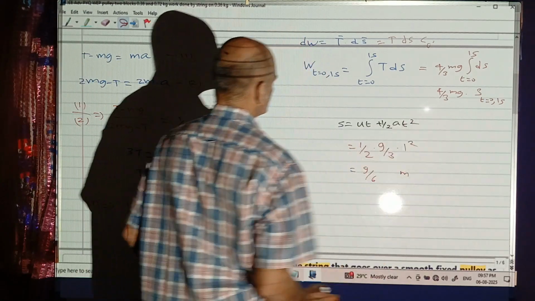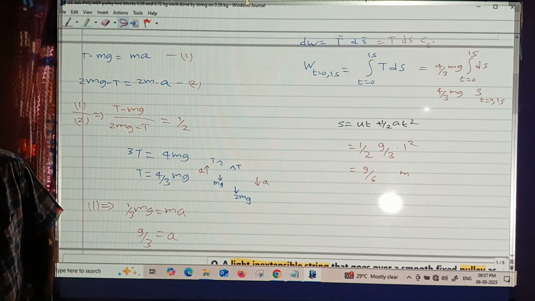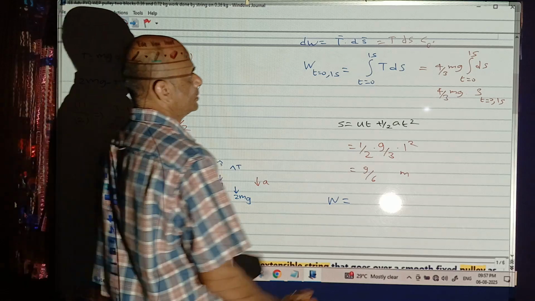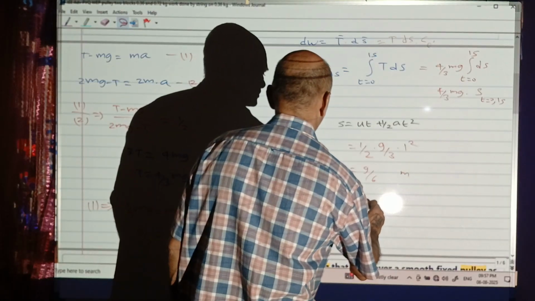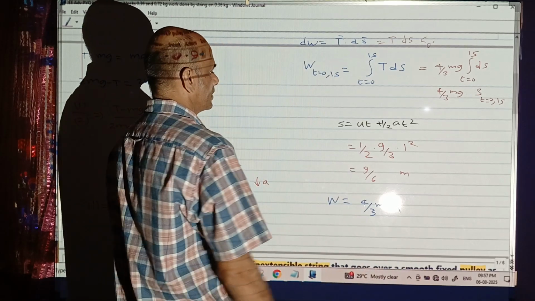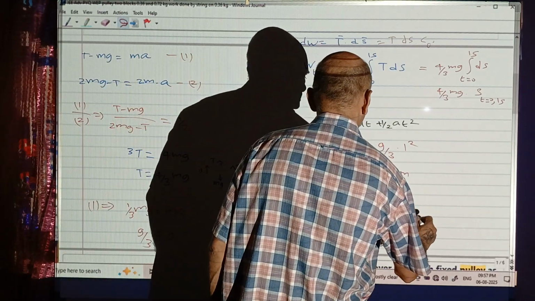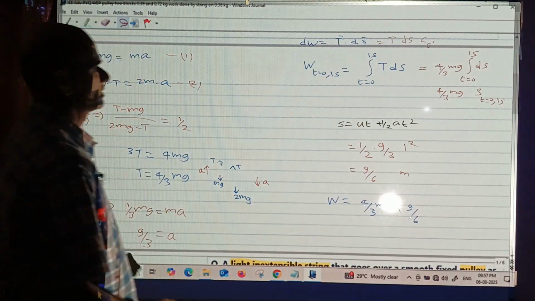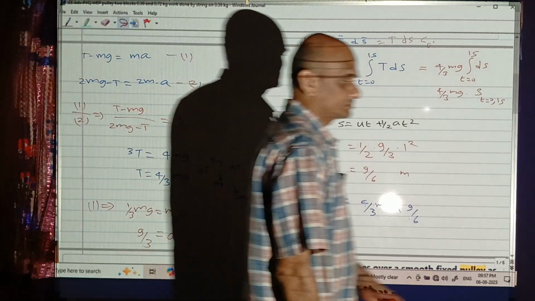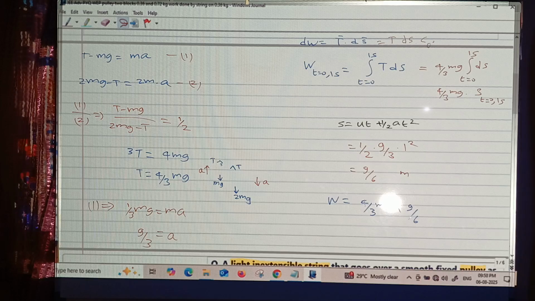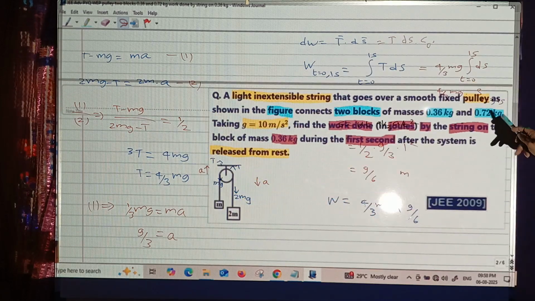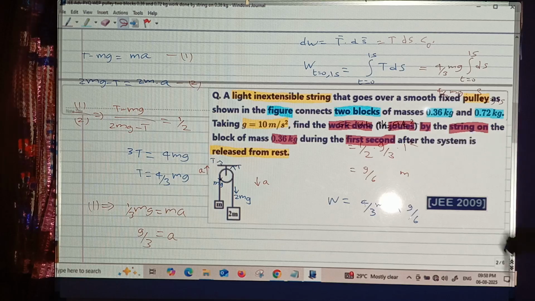So using this, the work done in the first second, that is from 0 to 1 second, is 4 by 3 mg into the displacement, which is g by 6. And mass is given as 0.36 kg, because of the two masses, one mass is 0.36 and the other is 0.72, so m is 0.36.